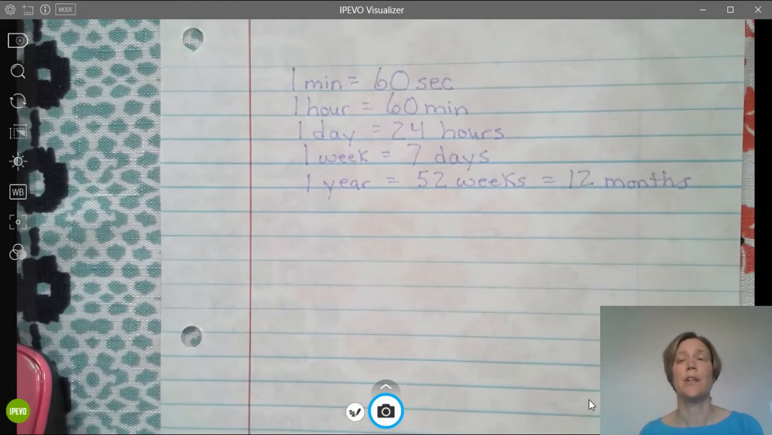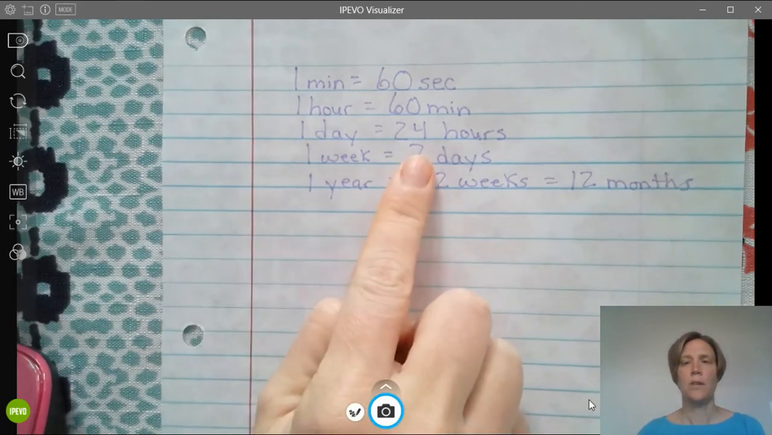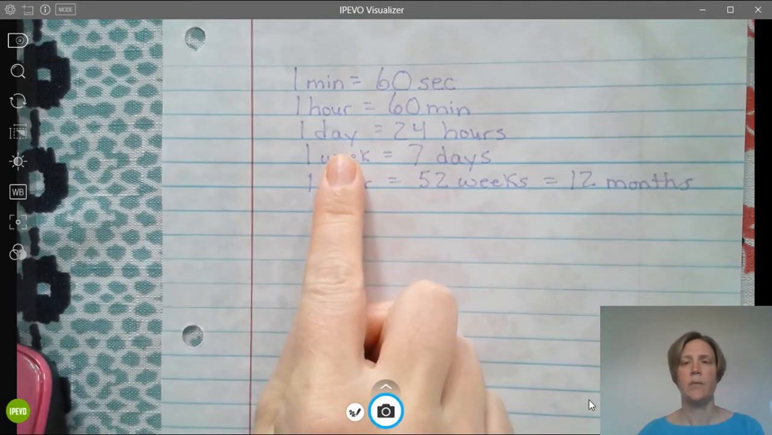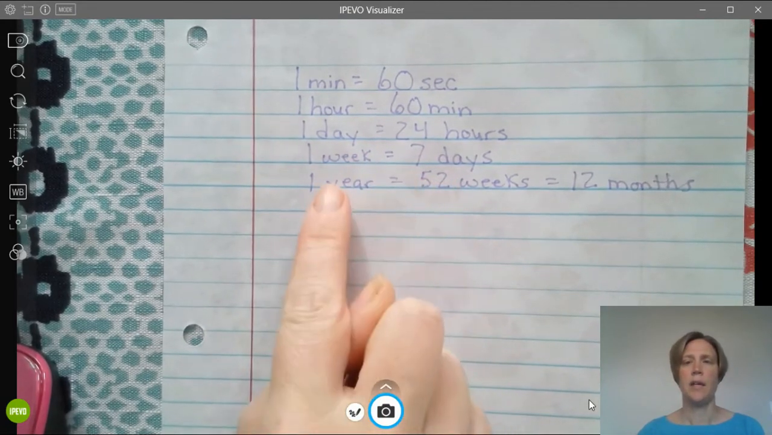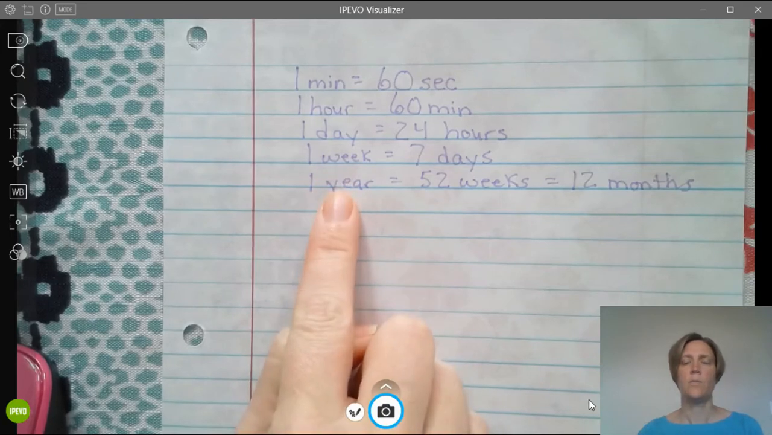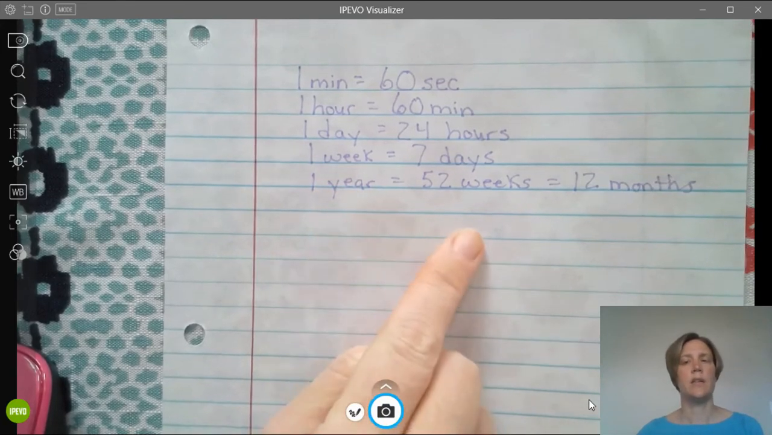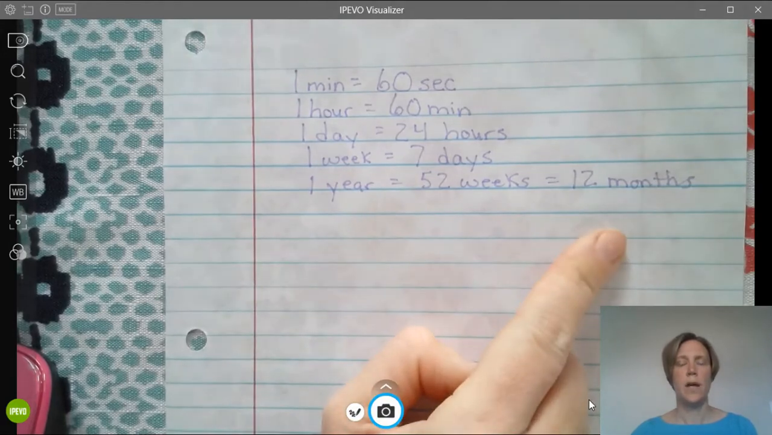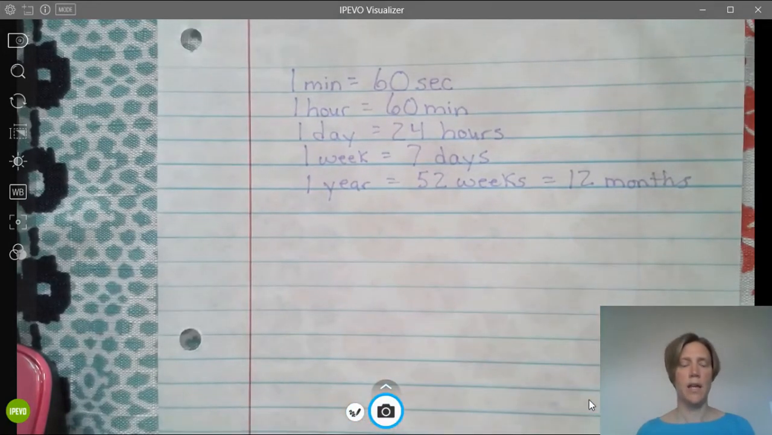Last week we worked on converting capacity and length, and this week we'll be converting units of time and moving on to line plots. As we all know, there are 60 seconds in 1 minute, 60 minutes make up 1 hour, 24 hours make up 1 day, and 7 days make up 1 week. For this, 1 year consists of either 52 weeks or 12 months, depending on how you want to look at it or what you're being asked to convert.